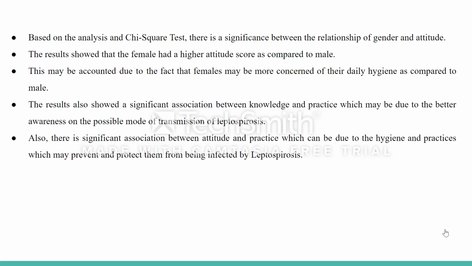Based on the analysis and chi-square test, there is a significant relationship between gender and attitude. Results show that females had a higher attitude score as compared to males. This can be due to the fact that females may be more concerned about their daily hygiene compared to males. The results also showed a significant association between knowledge and practice, which may be due to better awareness of the possible mode of transmission of leptospirosis. Also, there is a significant association between attitude and practice, which can be due to hygiene and practices which may prevent and protect them from being infected by leptospirosis.